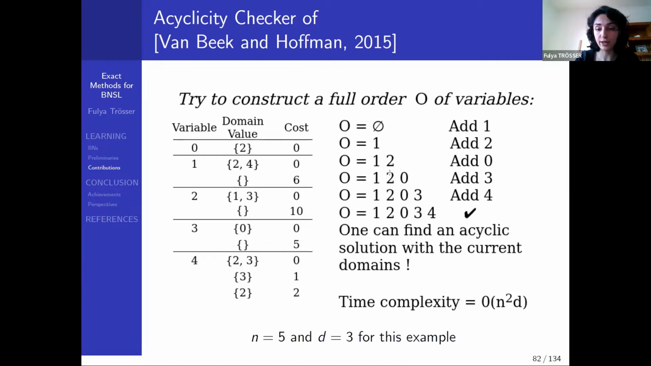And if we manage to add all the variables in the set, it means that the acyclicity can be satisfied. The time complexity of this algorithm is O(n squared d), where n is the number of variables, which is 5 for this example, and d is the largest domain size, which is 3 for this example, although in practice d is much larger than 3, but also than n in general.